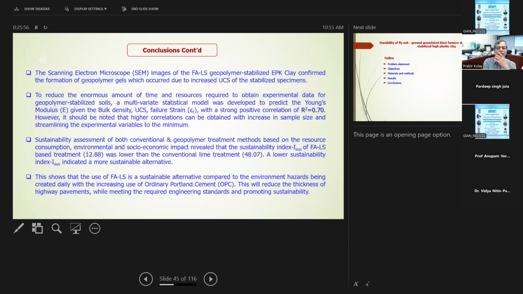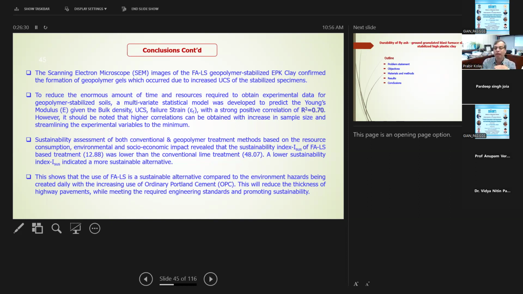And again, as I mentioned, from the sustainability index point of view, a lower sustainability index indicates a more sustainable alternative, as shown in this radar chart. We also used ANOVA for the statistical analysis of the Young's modulus, bulk density, and failure strain. The correlation R-square value is 0.7, which is quite good. You can then use that equation to estimate the UCS value. We tried to estimate the UCS value from there.